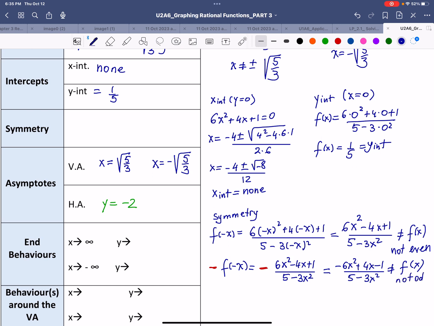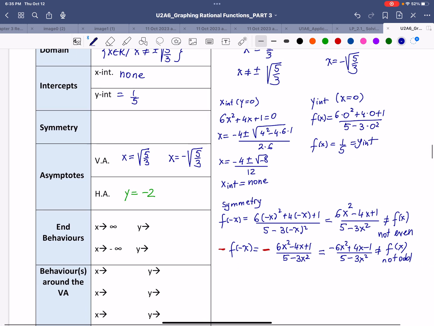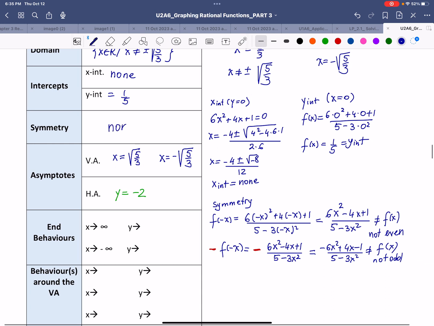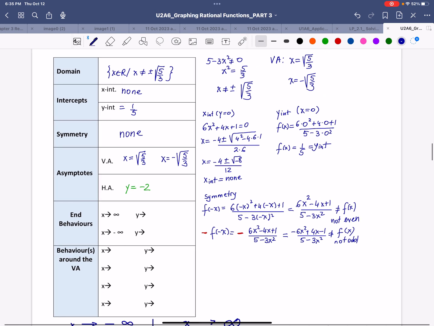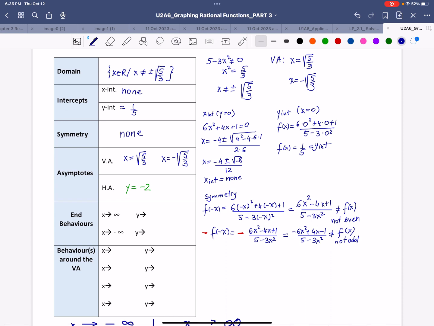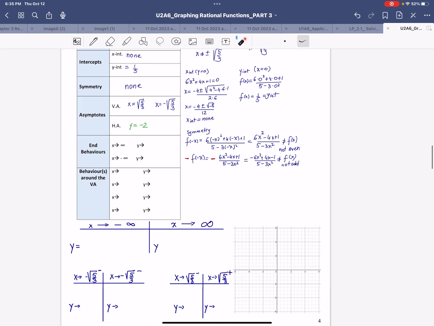So this will be an asymmetrical function. So we're going to say there is no symmetry here. So with this much information, we are ready to put all this on the Cartesian plane.